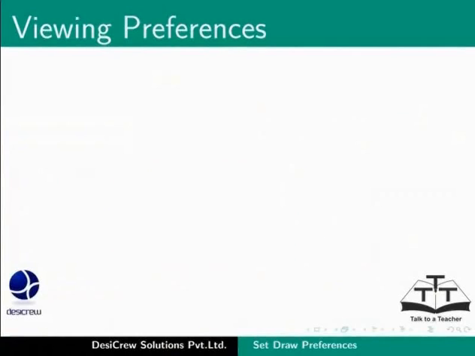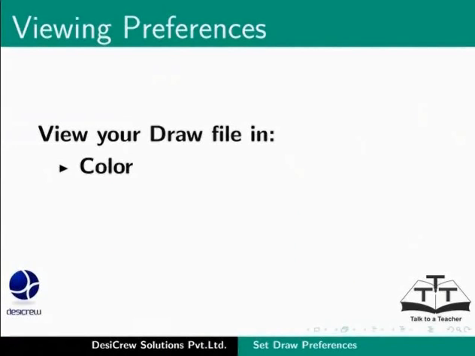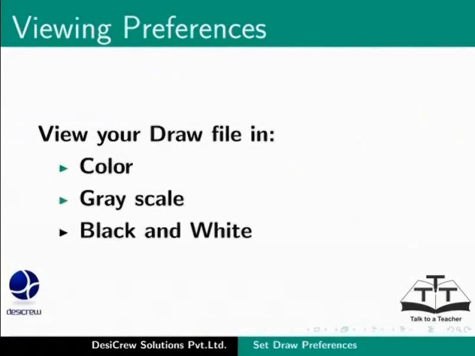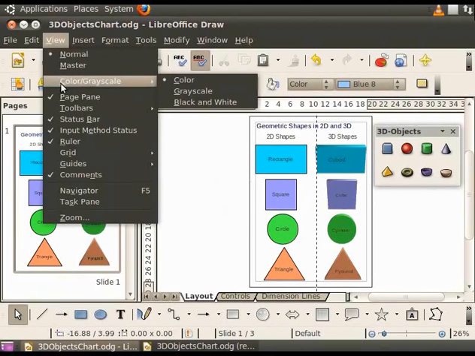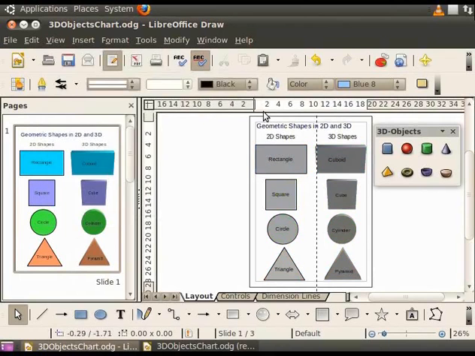You can also set the viewing preferences for your draw file. You can view your drawing in color, grayscale, or black and white. By default, we view the draw file in color. Let us change the view to grayscale. Click on View, click Color or Grayscale and select Grayscale. You will see that the objects are now displayed in gray.